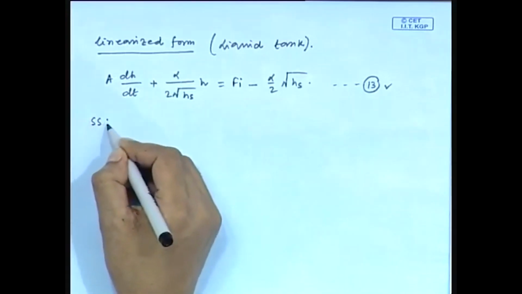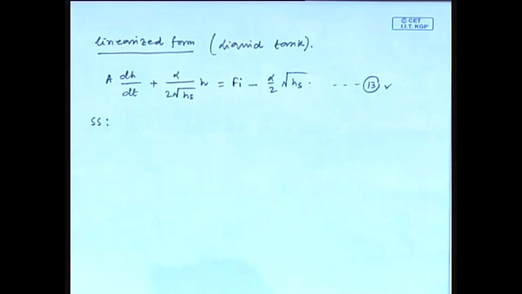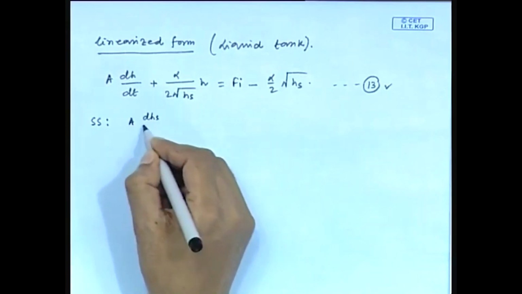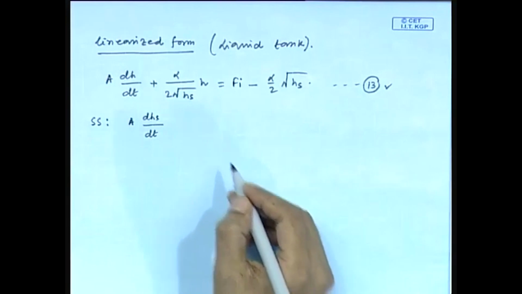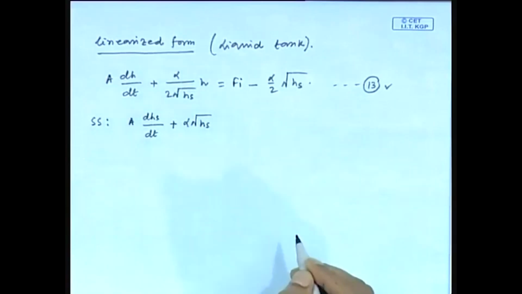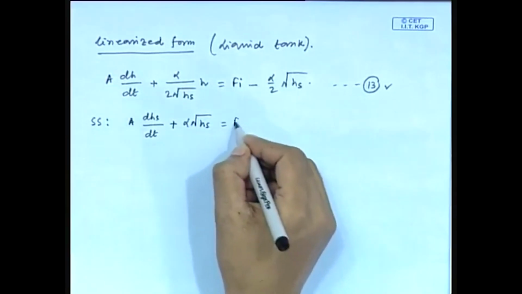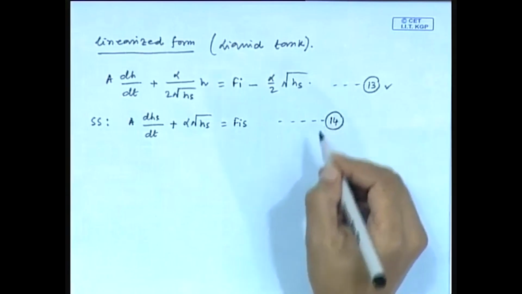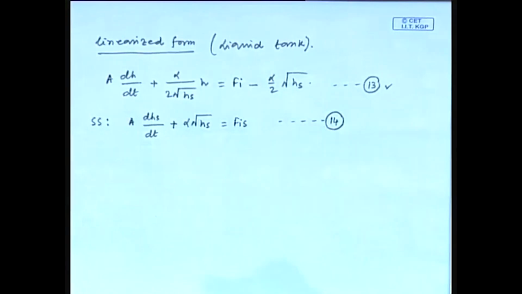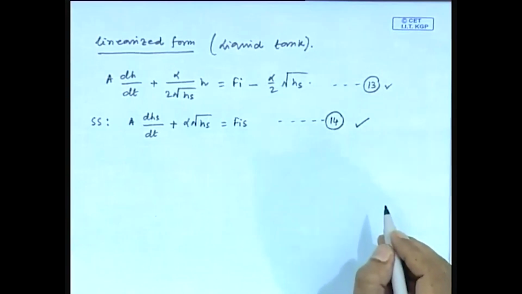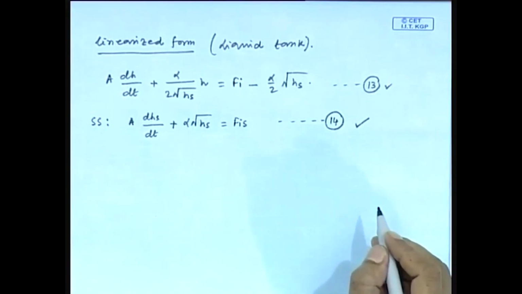At steady state, this equation 13 yields A dHs dt plus alpha root Hs equal to Fis. To represent the steady state, we have included suffix s with all variables. Fine. Then we get A dHs dt plus alpha root Hs equals Fis.